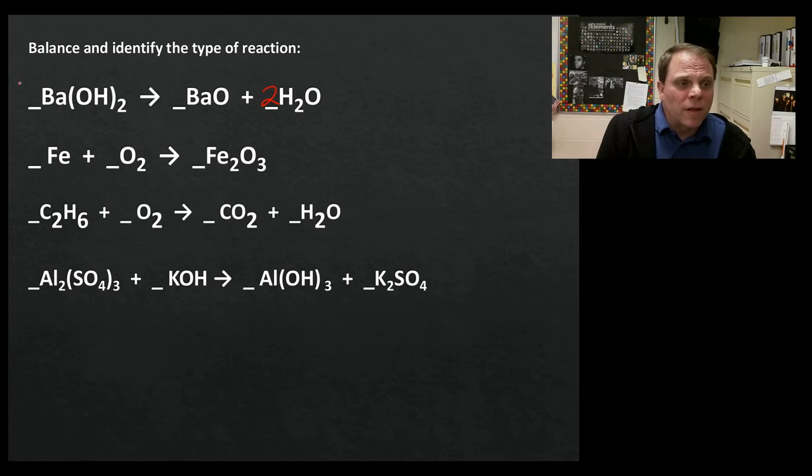If I've got 4 hydrogens on this side, I can put a 2 in front of that to get 4 hydrogens on that side, and also that gives me 4 oxygens. Well, if I put a 2 in front of my barium, now I'm good, okay? Wait a second. Wait, so that was balanced before? No, I must have screwed something up. All right, so let's just do it the old-fashioned way.